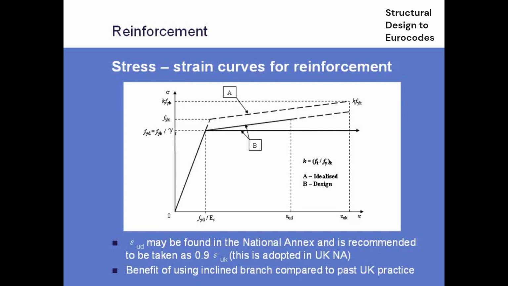And that's basically what epsilon UD is. It's 0.9 times the characteristic fracture strain. So if we do that, we really have to use a strain compatibility type analysis and actually physically check what the strain in the reinforcement is.